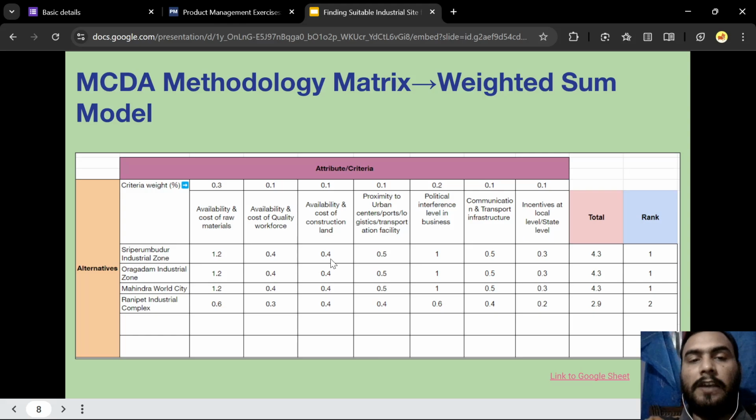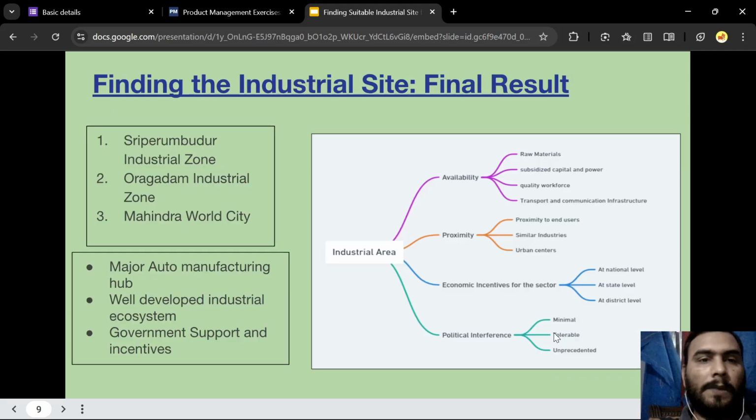Now, on a scale of, I think, five, we assigned a score, and the total gives the rank that came out. This is the link to the Google Sheet where all this calculation was done. Now, the three industrial sites that came out on top are Sriperumbudur, Oragadam, and Mahindra World City. Major auto manufacturing, a well-developed industrial ecosystem, and there is government support for it. And this is the chart that I built on availability, proximity, economic incentive for the sector, and the political incentive.